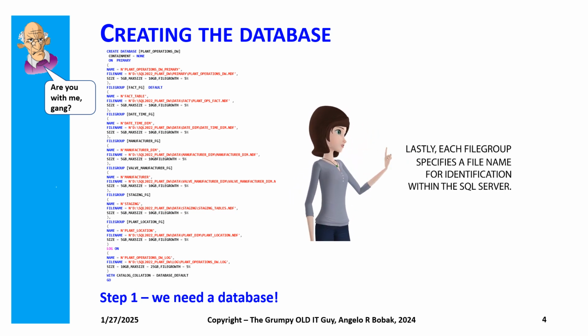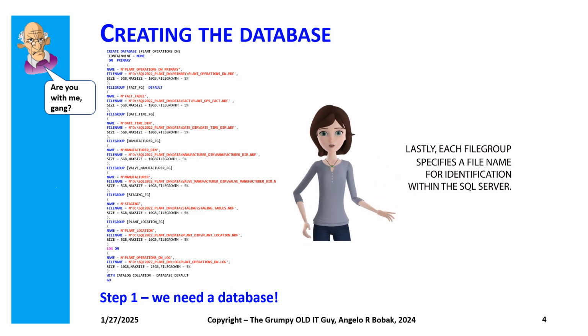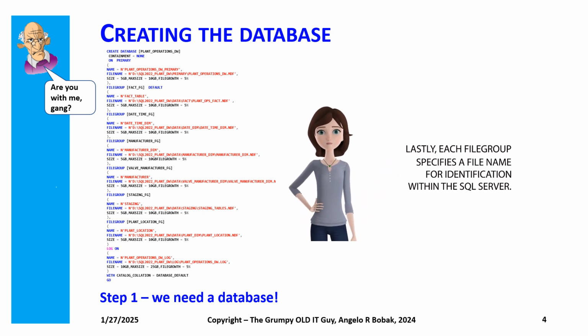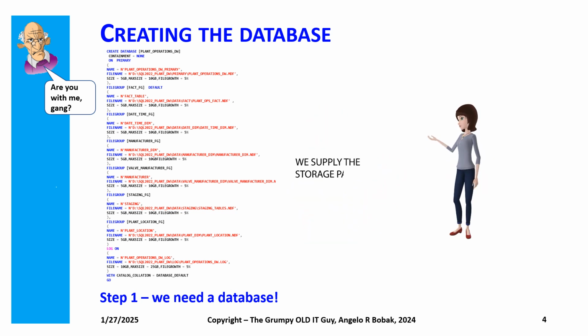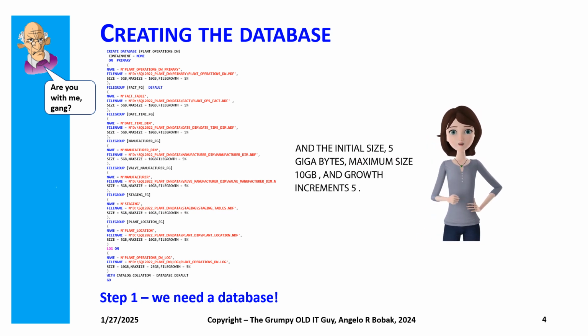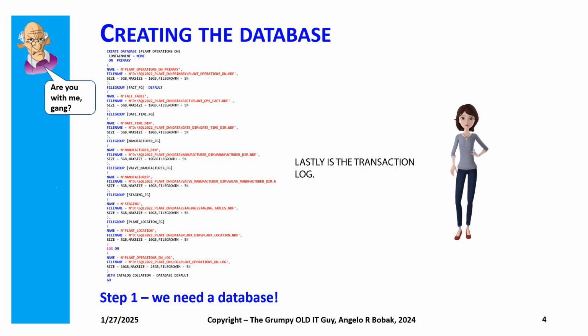Lastly, each file group specifies a file name for identification within the SQL Server. We supply the physical storage path on disk and the initial size, 5 GB, maximum size 10 GB, and growth increment 5. Lastly, the transaction log.